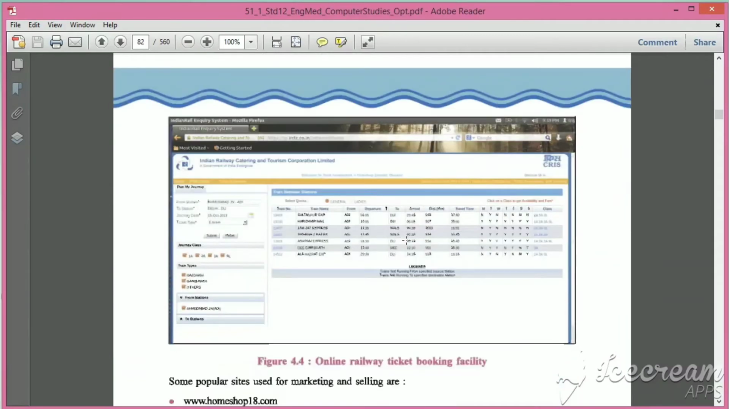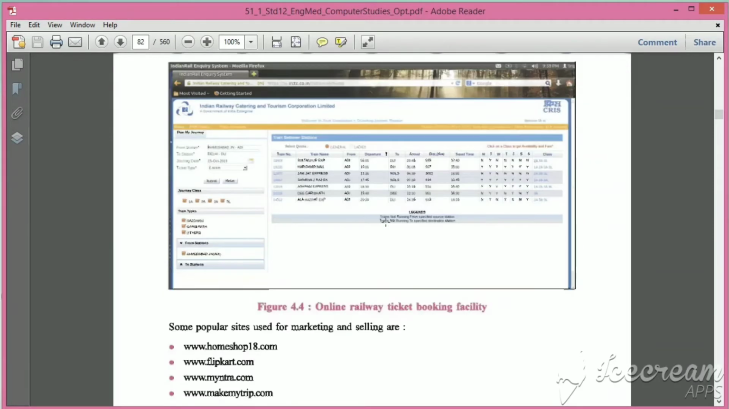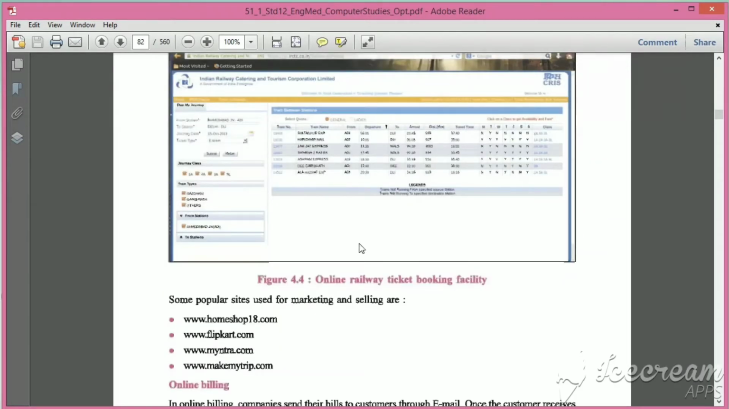Now, this figure 4.4 shows the online railway ticket booking facility. We can book the online railway ticket with the help of this website, that is the Indian Railway. Other examples of marketing and selling websites are homeshopindia18.com, flipkart.com, myntra.com and makemytrip.com.